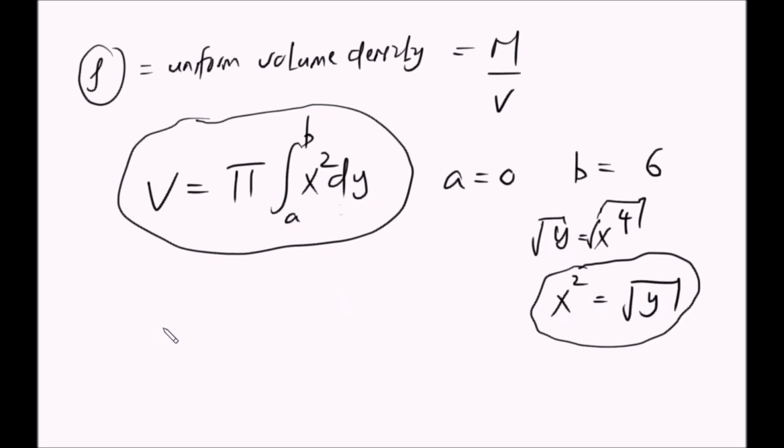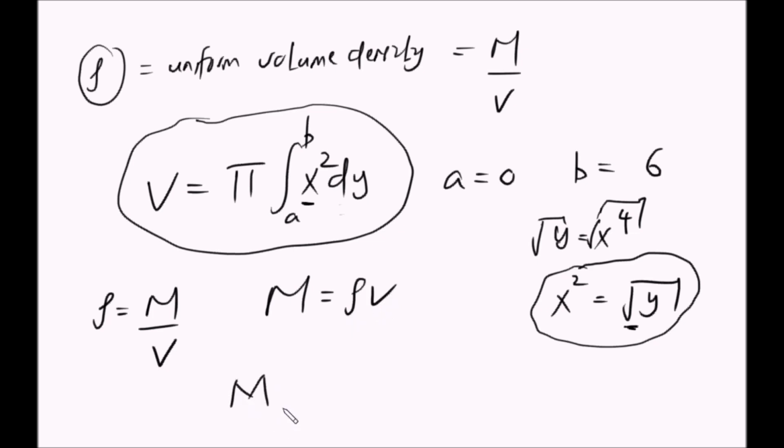Kwa hiyo manake our volume, kwenye x squared hapa tutaweka nani? Tutaweka huyu. So I mean tumesema density ni sasa na mass over volume. Manake mass ni sasa na density times volume. Manake mass itakuwa ni sasa na density times volume yetu ndio hii hapa, pi, we integrate from a to b x squared dy. So this is our mass. Kwa hiyo mass tumesema ni sasa na a power b x squared dy.